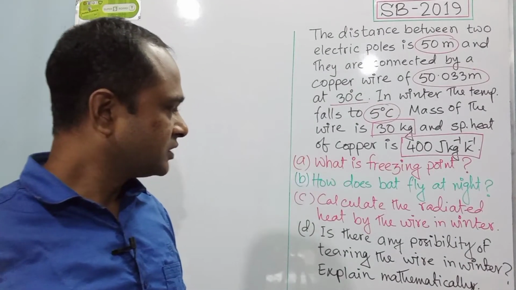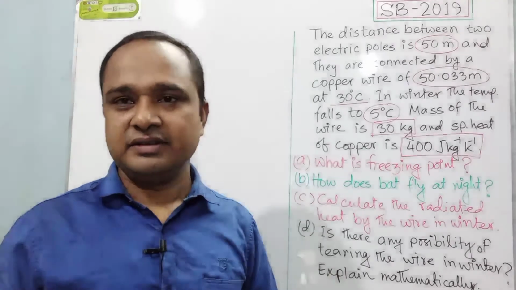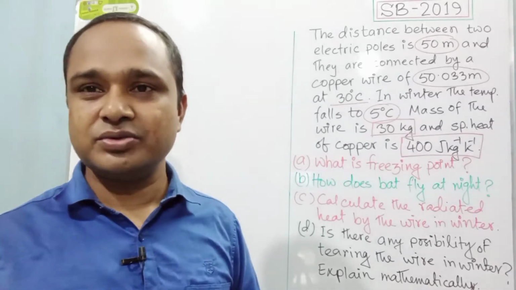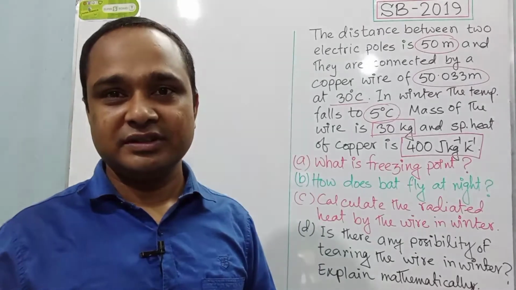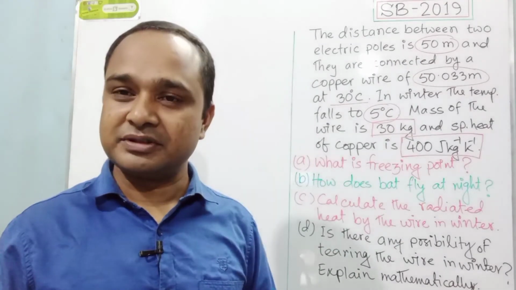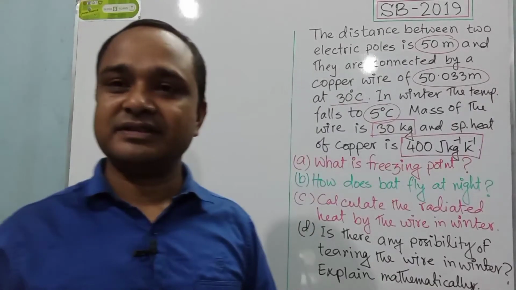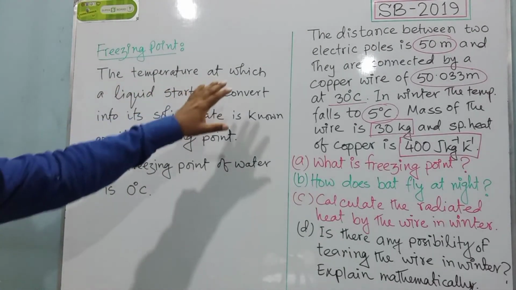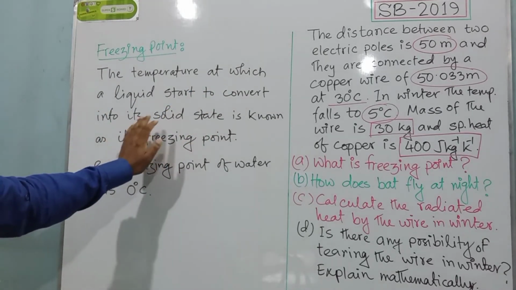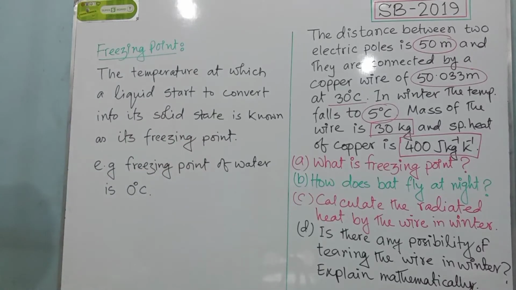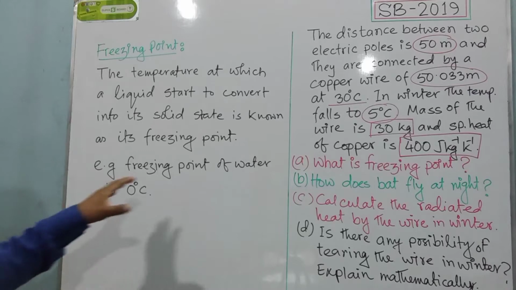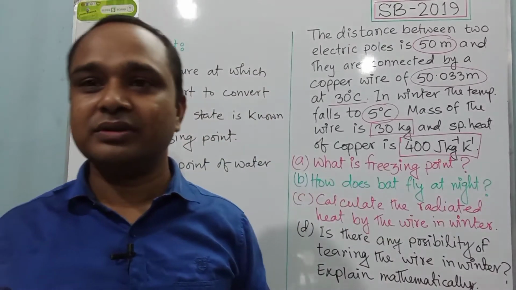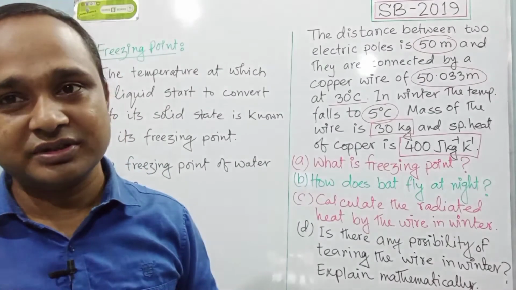In the first question, they ask what is freezing point? Freezing point is actually a special temperature. The temperature at which a liquid starts to convert into solid form is known as its freezing point. According to the definition, the temperature at which a liquid starts to convert into its solid state is known as its freezing point. For example, the freezing point of water is 0 degrees Celsius. We know at 0 degrees Celsius water starts to convert into ice. So the freezing point for water is 0 degrees Celsius.